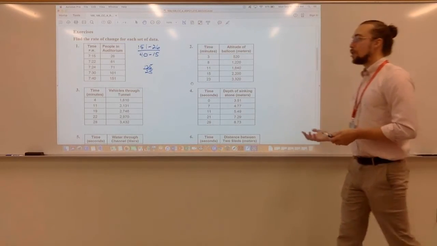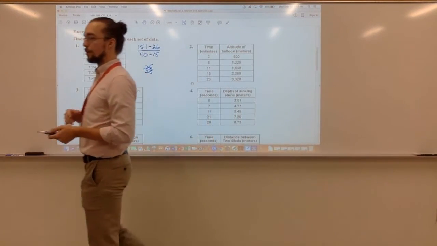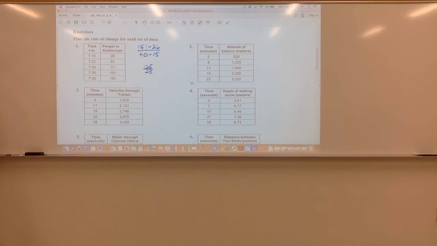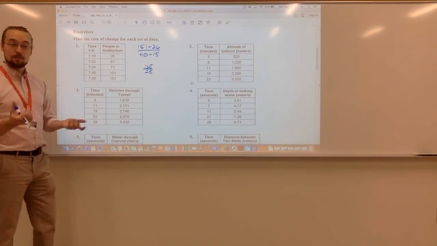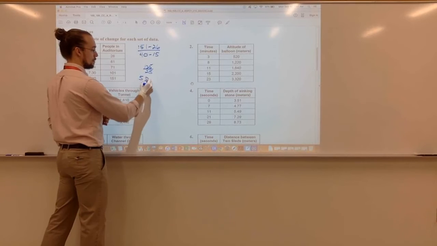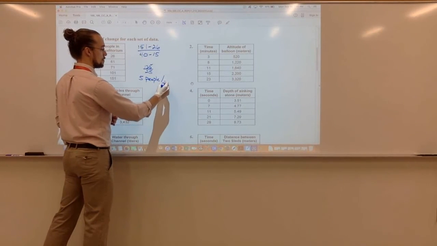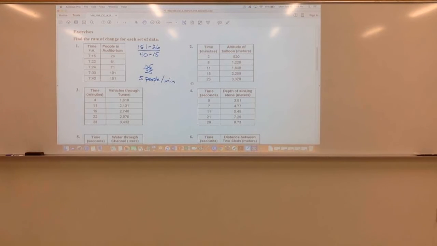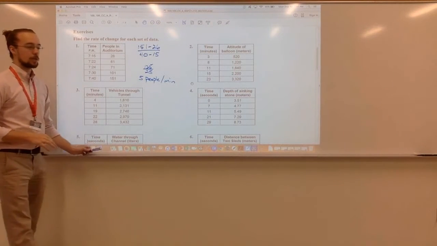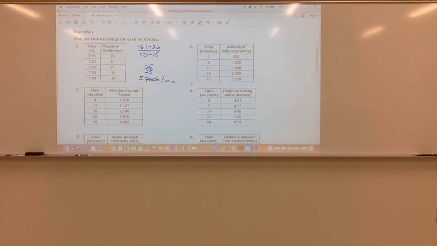So my slope is 125 over 25. If I actually do that division, how many people per minute? 5 people per minute. So on average, every minute, 5 more people are coming into the auditorium. Feel okay with these? All right. Then we're going to take a couple minutes and you try a couple of these here on your own.